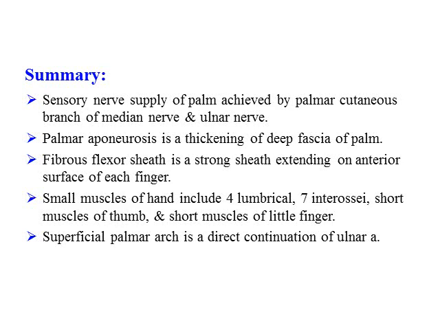In summary, the sensory innervation of the palm is derived from the palmar cutaneous branch of the median nerve and the ulnar nerve. The palmar aponeurosis is a thickening of the fascia of the palm. The fibrous flexor sheath is a strong sheath extending on the anterior surface of each finger. Small muscles of the hand include 4 lumbricals, 7 interossei, short muscles of the thumb, and short muscles of the little finger. Superficial palmar arch is a direct continuation of the ulnar artery.